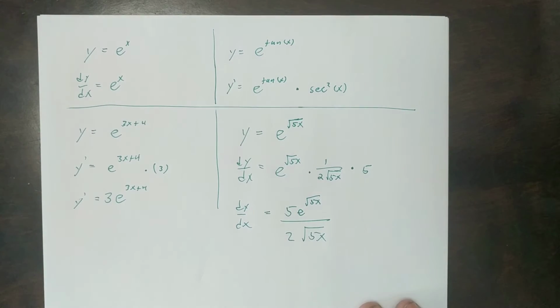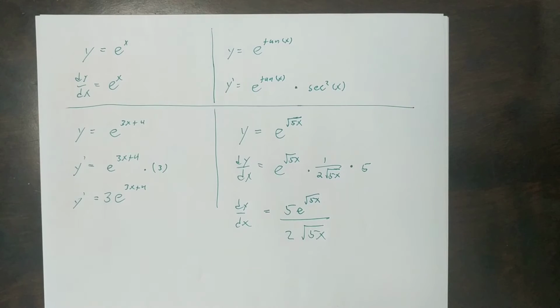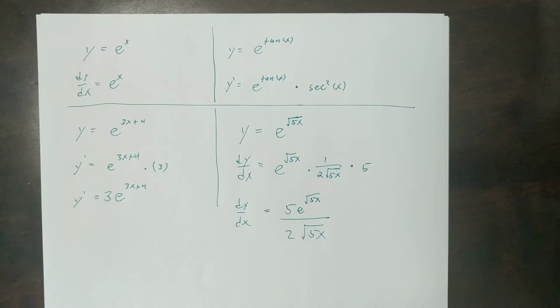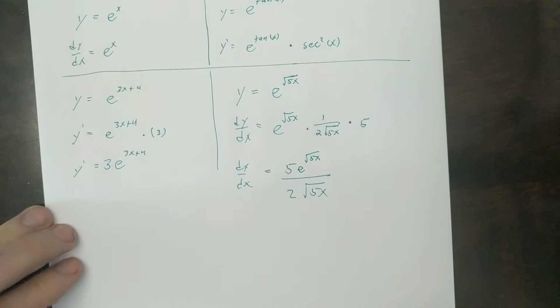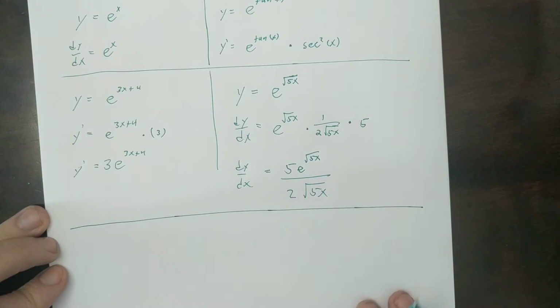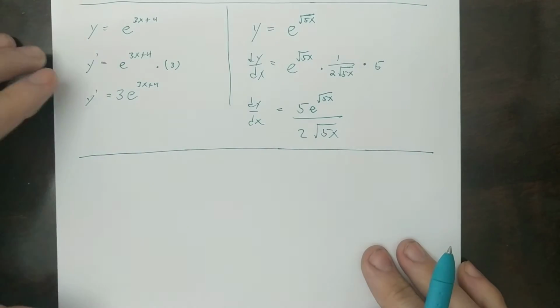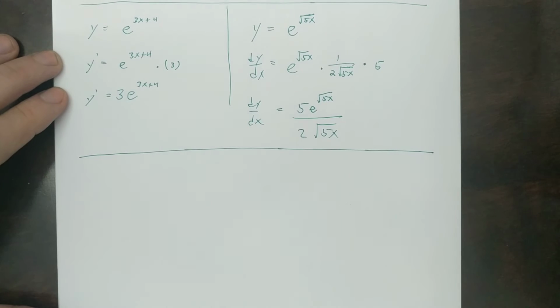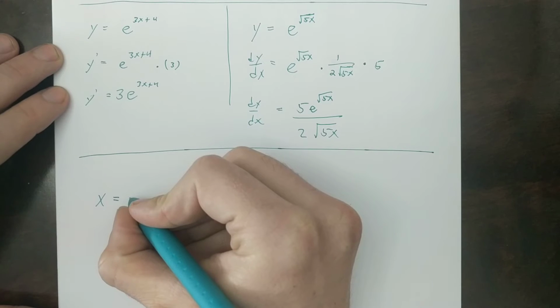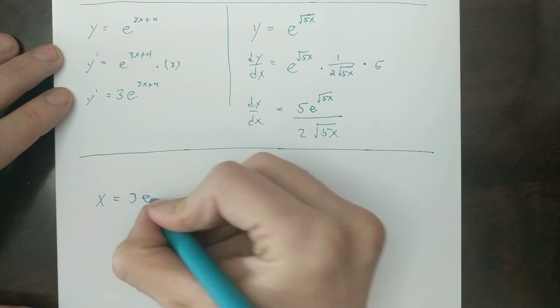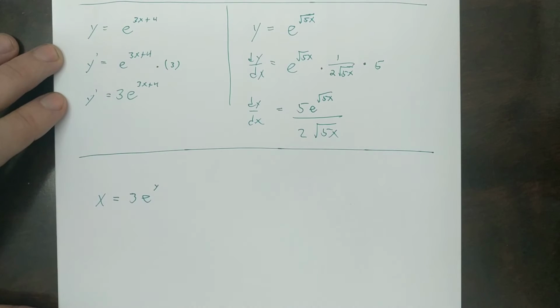But so here are all of my examples of just how to deal with the derivative of e to any power. Let's do one where we have to do some implicit differentiation. So implicit differentiation with e to some power is, let's try, for example, if I said x equals 3e to the power of y, okay, how would I find the derivative of this?